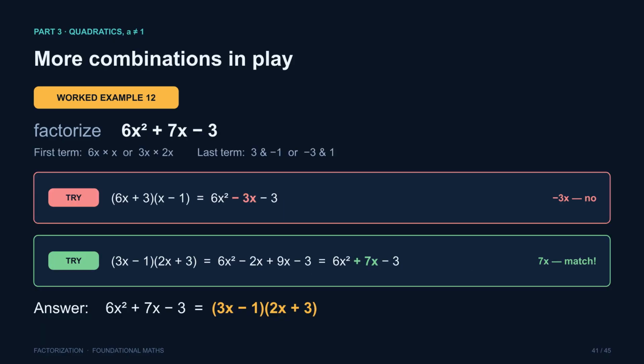Worked example 12 has more moving parts. With 6x squared, we have 2 different ways to split the leading term. One failed trial shows why we must be thorough. Finally, 3x minus 1 times 2x plus 3 hits the target.